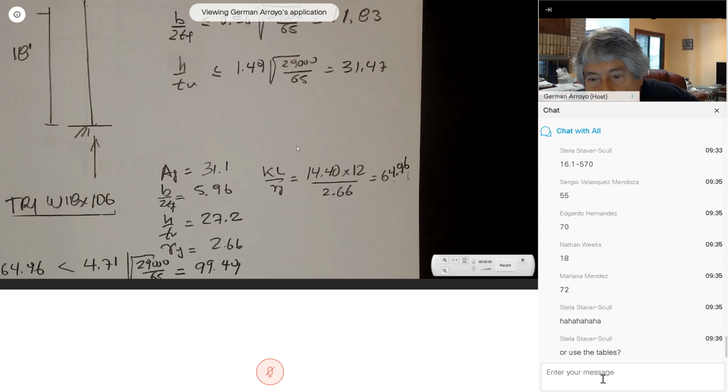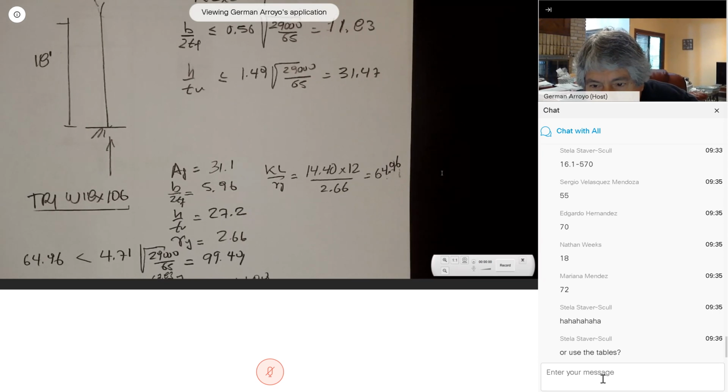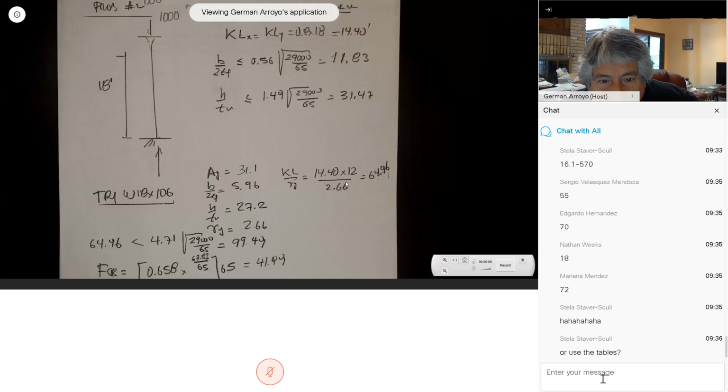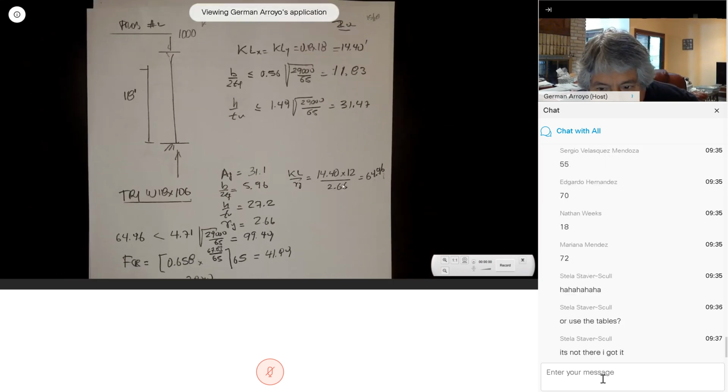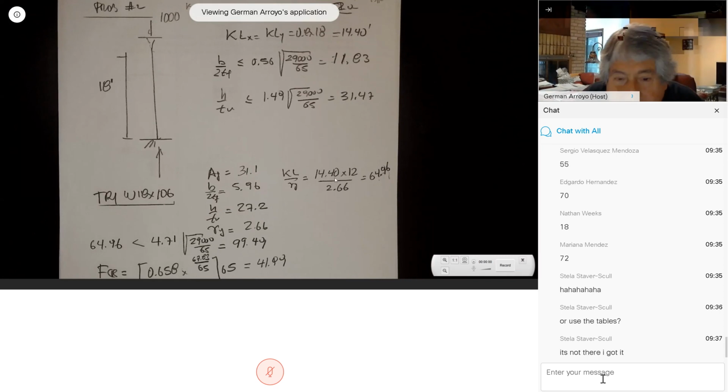Well, I don't know what table you're talking about because we don't have a table with W18. K over RY, K over RY. It has to be in inches. I always repeat it, inches, because many of you forget to multiply times 12, and you're going to get the wrong answer, 64.96.